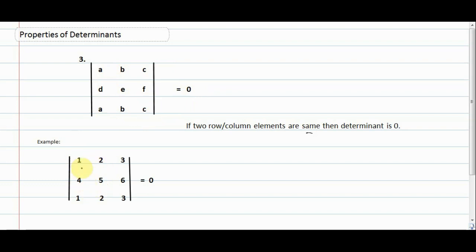Here in this matrix we have row 1 elements as 1, 2, 3. Row 3 also has elements 1, 2, 3. So therefore determinant of this matrix will be equal to 0. So it's a very important property. Now let's move on to property number 4.